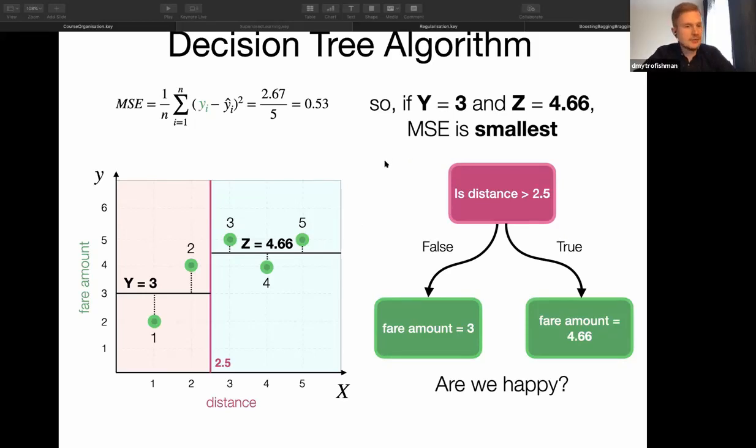Kenneth, now since you were a prophet here, what shall we do now? We have this MSE of 0.53. Do you think it's the best thing we can have? No, we should charge the highest fair amount in each category. We should charge 4 and 5, so we guarantee to make profit on every trip.